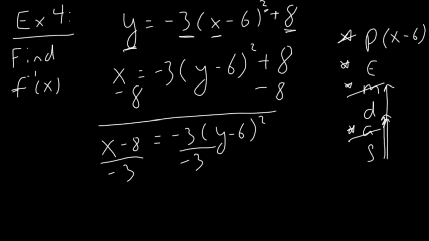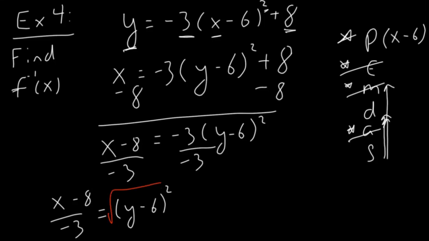Now I'm going to bring this down over here to the left, and at this point we have x minus 8 over negative 3 is equal to parentheses y minus 6 squared. And in order to get rid of this exponent, once again, what is the opposite of squaring something? Well, we'll take the square root. What I do to the right, I know I want to do to the left. I take the square root of the entire thing, and whenever I go to rewrite my second to last line, I know that it'll look like this. The square root of x minus 8 all over negative 3 equals y minus 6.